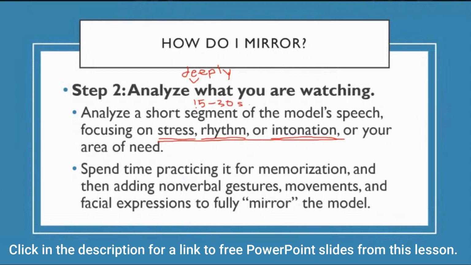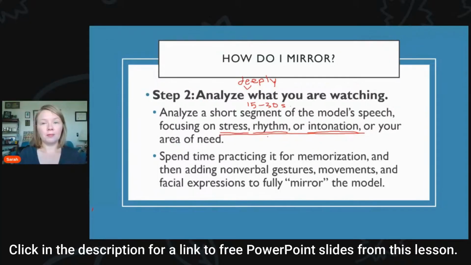You can do one sentence, right? So start with something easy for you. First, spend time practicing it just for memorizing the words, the intonation, the rhythm, and then slowly add those nonverbal gestures, movements, and facial expressions to fully mirror the model. So this is mirroring, right?